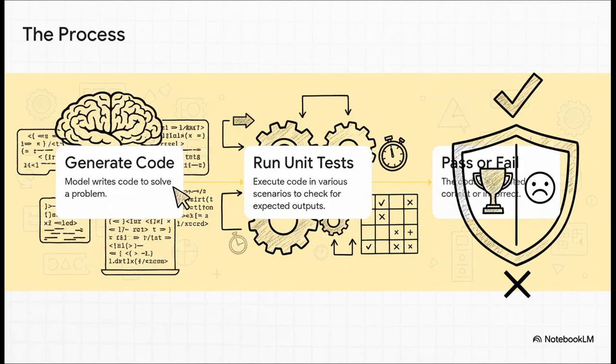And the whole process is just a simple three-step dance. The model generates the code, you hit it with a bunch of automated tests to check all the different scenarios, and you get a clear result. You know, if you've ever used a coding platform like LeetCode where your solution gets graded automatically, then you've already seen functional correctness in action.